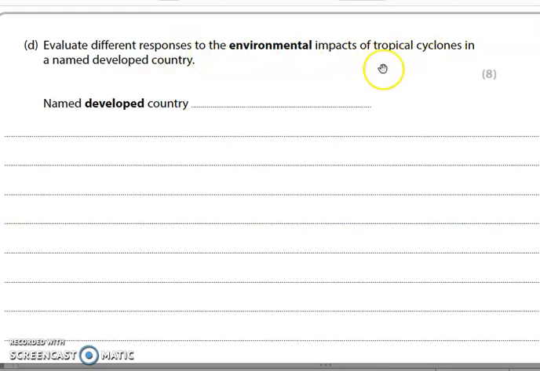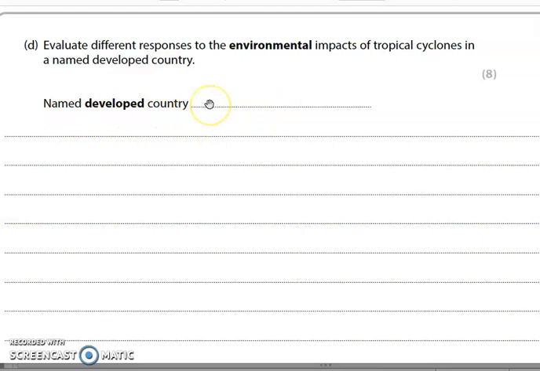It's talking about tropical cyclones, but in a developed country. So you must make sure it is developed, not developing or emerging. This is very important because even if your answer was fantastic, if you've not done it for a developed country, you will get 0 points. So the first thing you must do, although you don't get points for this, but you will lose points if you don't put it in, is name your developed country.